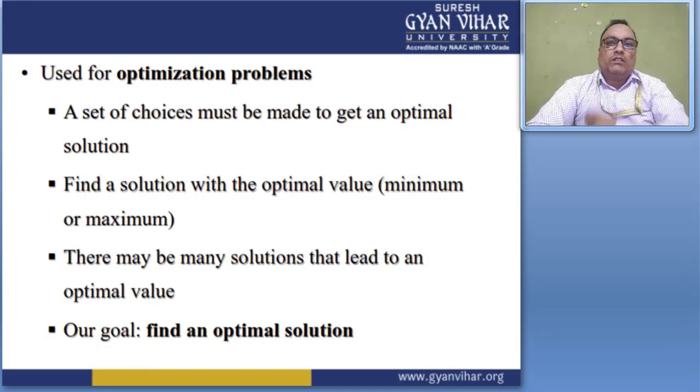These optimal values belong to minimum or maximum values, and there may be many solutions that lead to an optimal value. If you find the optimal solution, then this solution is in the case of the minimum or maximum quantity. So the main goal of this analysis and solution is to find the optimal solution.